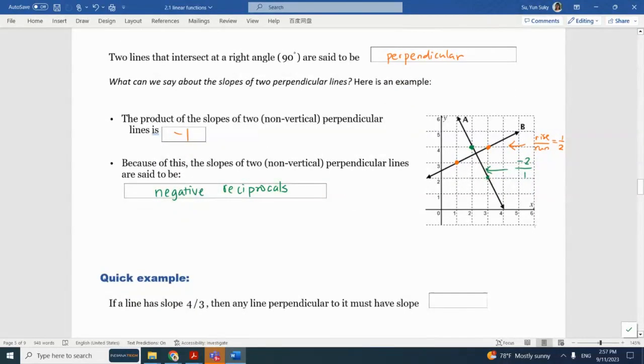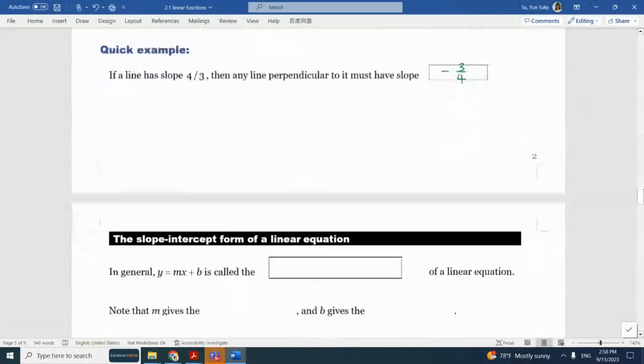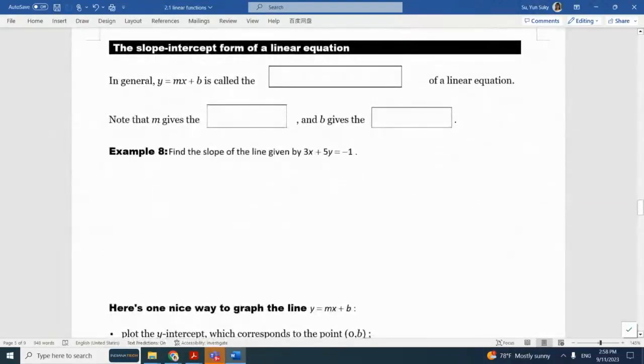If a line has slope 4/3, then any line perpendicular to it must have slope... Very good. Negative reciprocal, so -3/4. Okay, everybody? Good. In general, y equals mx plus b is called the slope intercept form.